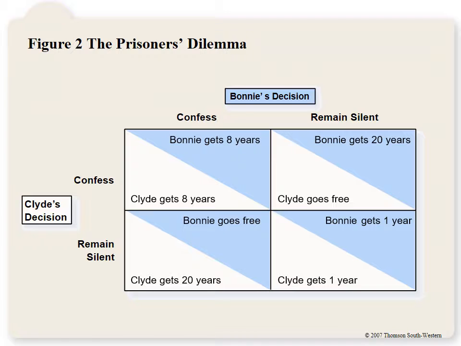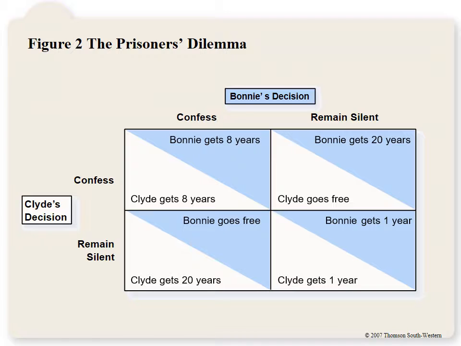All right, so let's say Clyde remains silent. Now we ignore the top row. Just look at those bottom two boxes. Clyde decides to remain silent. Bonnie, once again, has the same two options. Do I confess and go free? Or do I remain silent and get 1 year in jail? Well, what is the better course of action? Clearly, Bonnie would rather go free than have 1 year in jail.